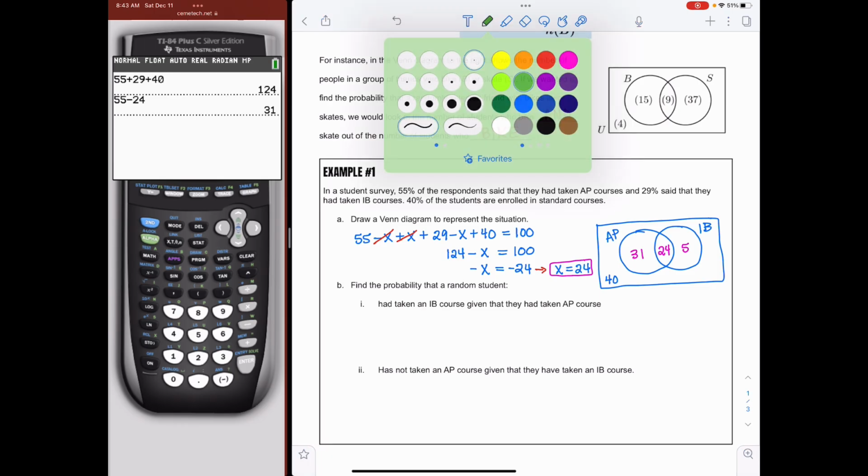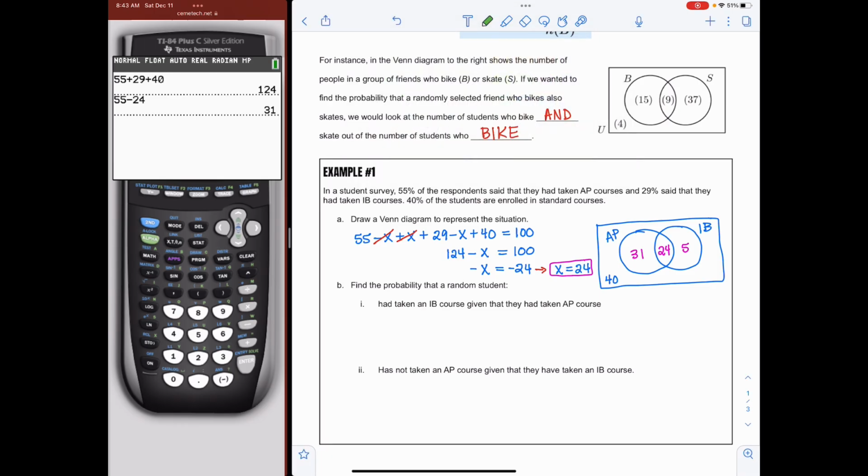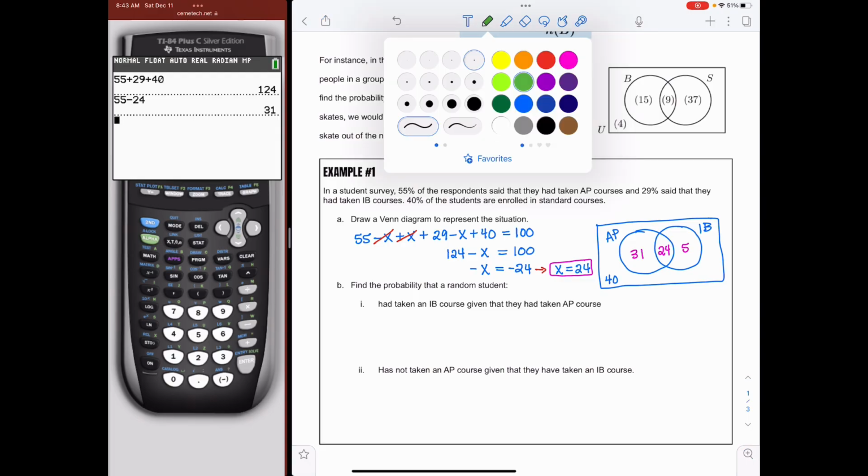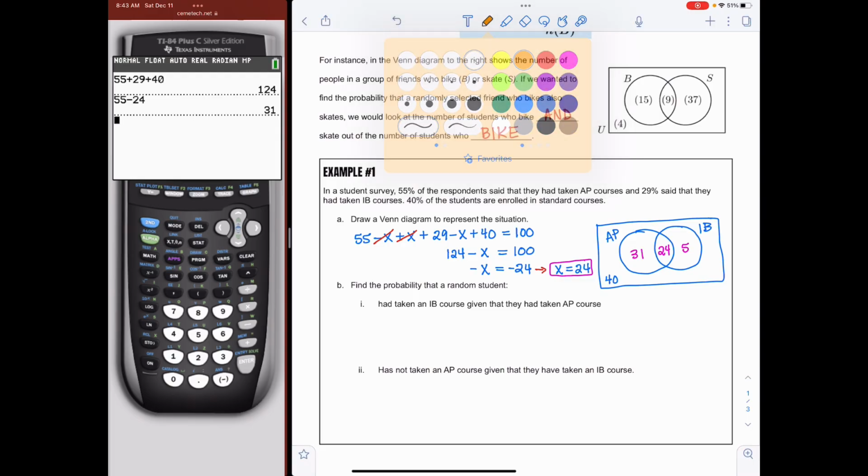So this portion right here, when it says given that they have taken an AP course, what I am basically trying to find here is the probability of them taking an IB course, given that, that's what that line means, they have already taken an AP course. So I like to tell students that it tells you what your denominator is. So if I say given that they have taken an AP course, that means I'm only focused on AP classes.